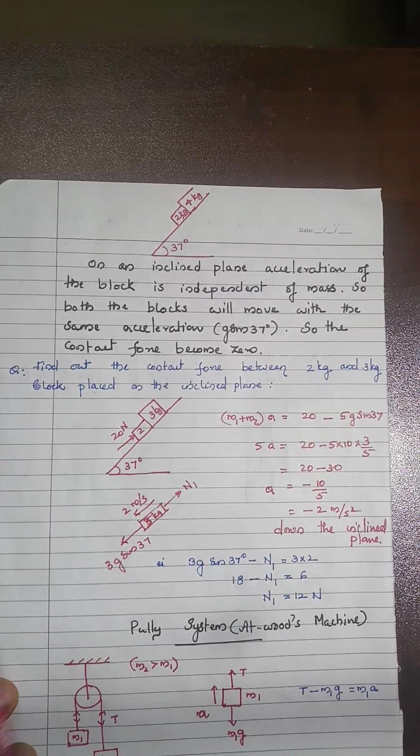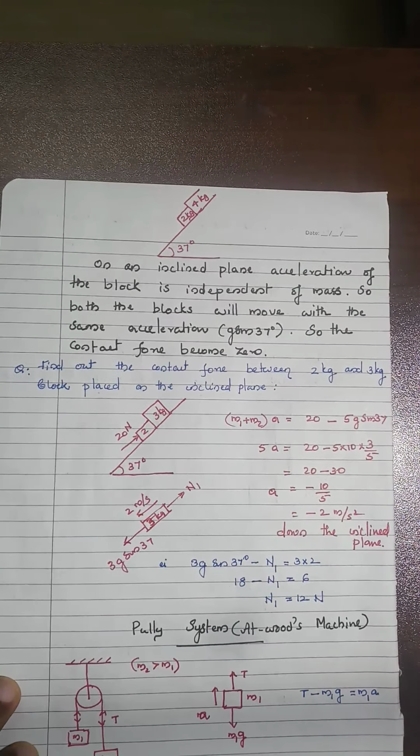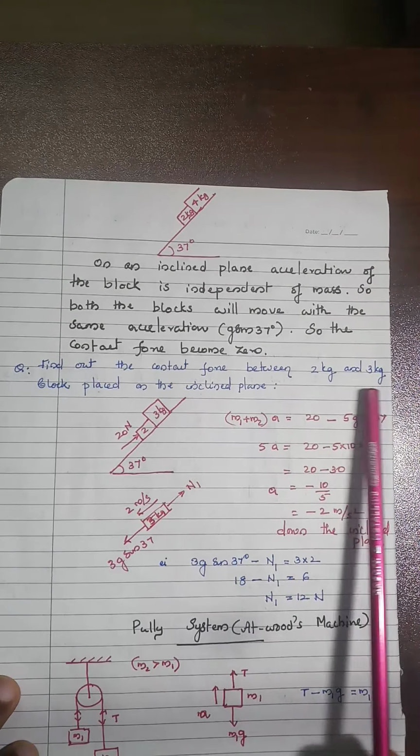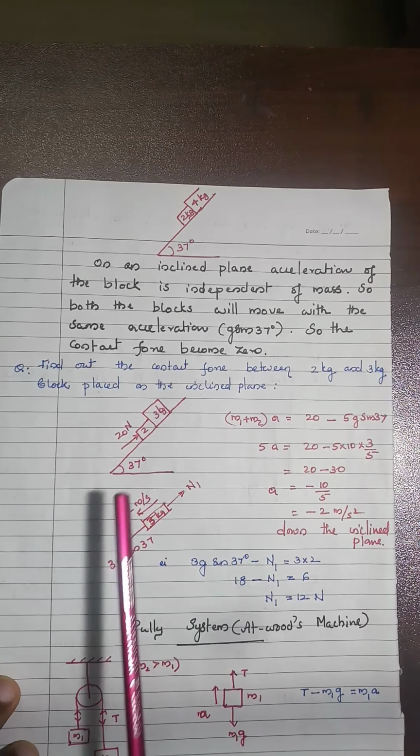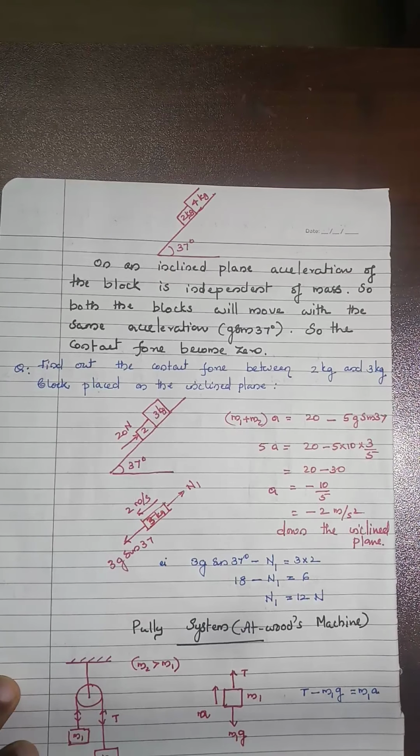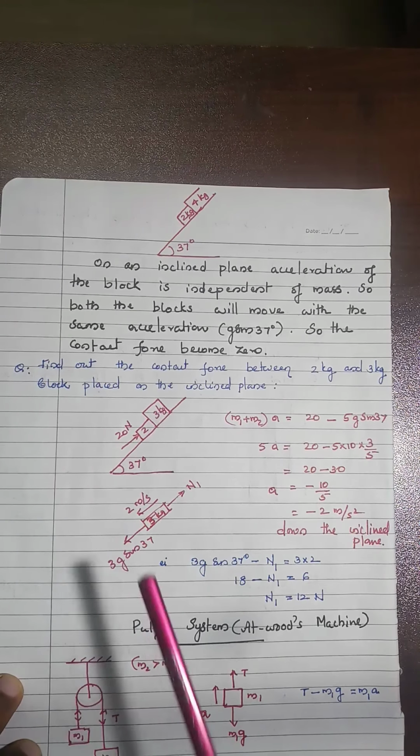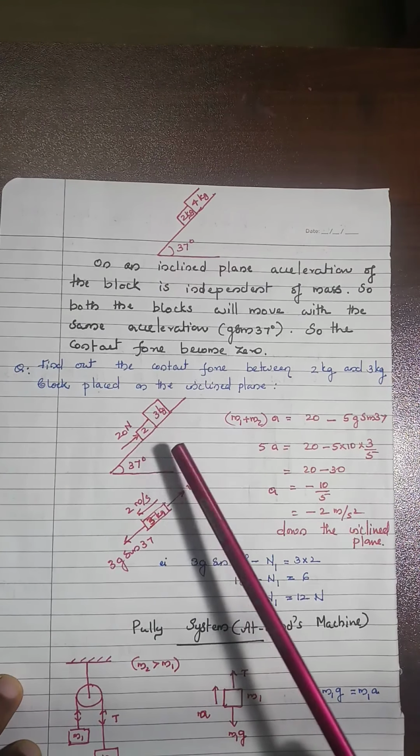But look at the next question. Good concept. Find out the contact force between 2 and 3 placed on an inclined plane, but they are subjected to a force of 20 Newton in the upward direction. So you can just use the free body diagram.